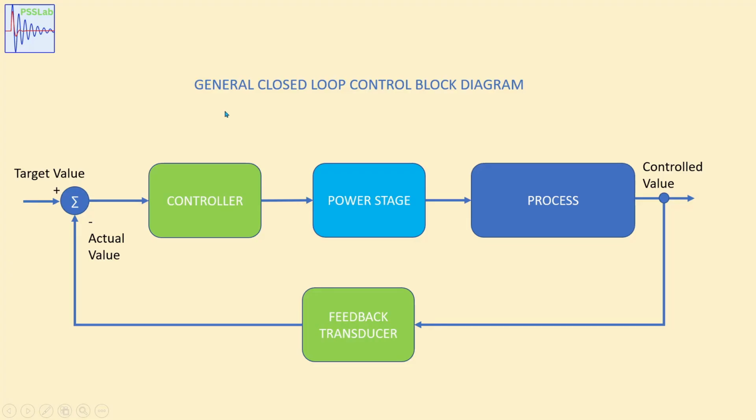We start with the general closed-loop control block diagram, including a controller, a power stage, a process, and a feedback transducer. The controlled value is at the output of the process. The feedback or actual value after the feedback transducer is subtracted from the target value in a summing point, creating an error signal as an input to the controller.